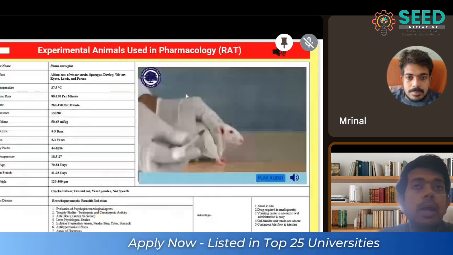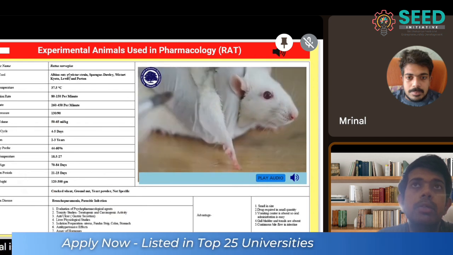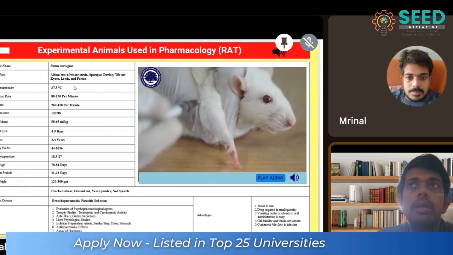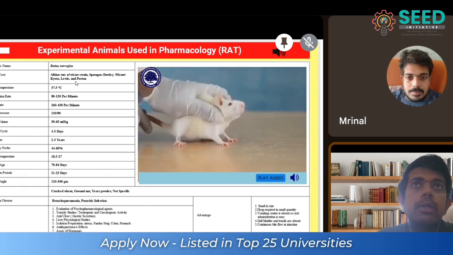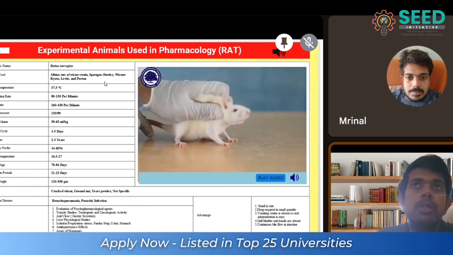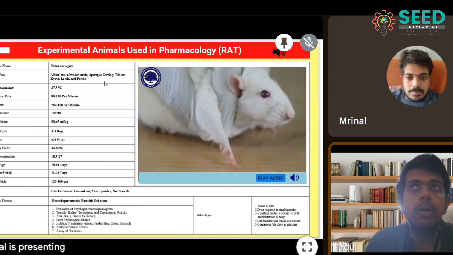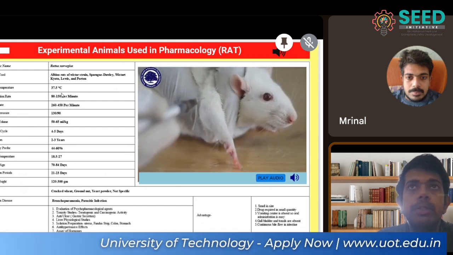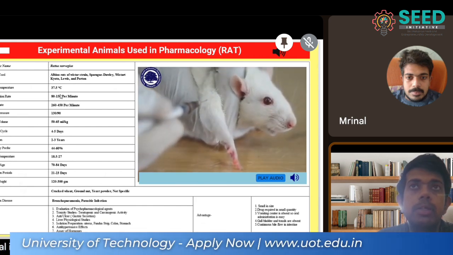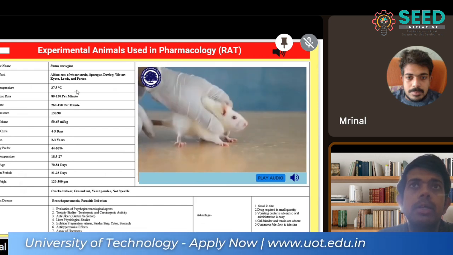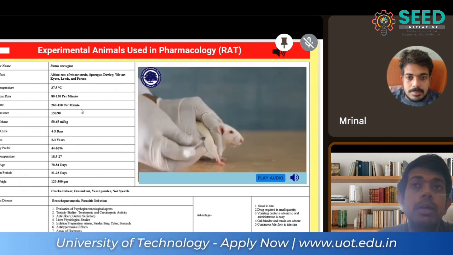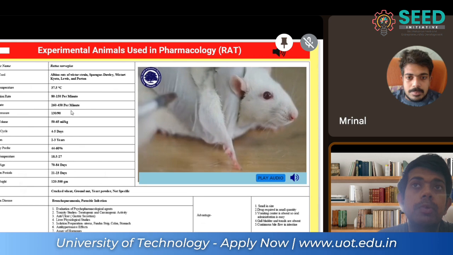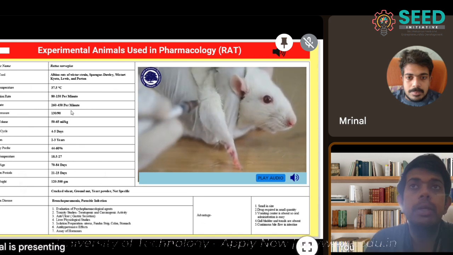Next animal is a rat, which is known as Rattus norvegicus. It is also known as Wistar strain rat, Sprague Dawley rat, Wistar Kyoto rat, Lewis rat, and Morton rat. Body temperature is similar to a human, 37.5 degrees Celsius. Respiration rate is 80 to 150. Pulse rate is very high, around 260 to 450 per minute.